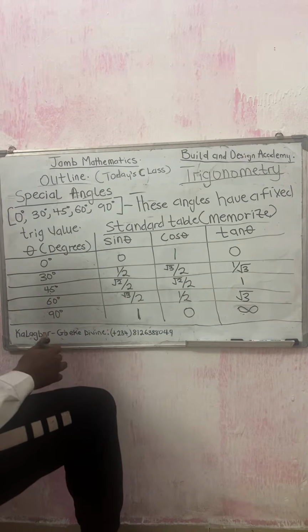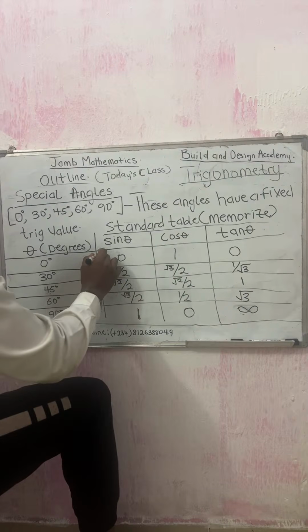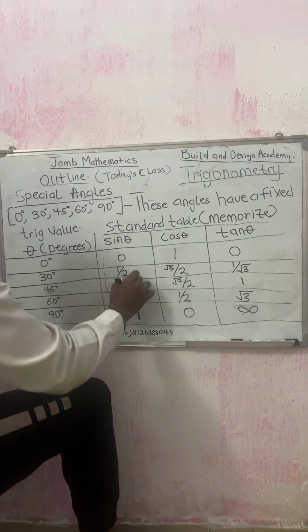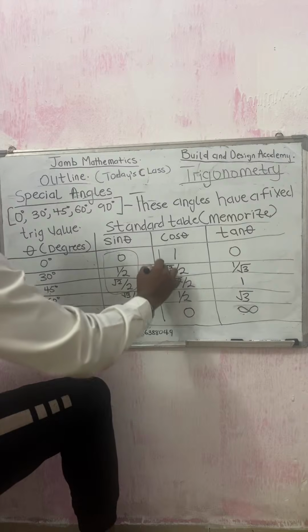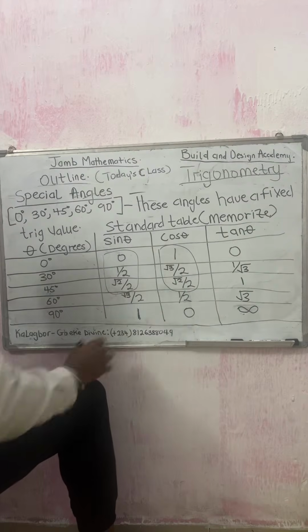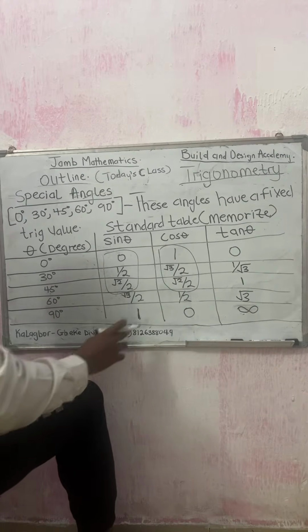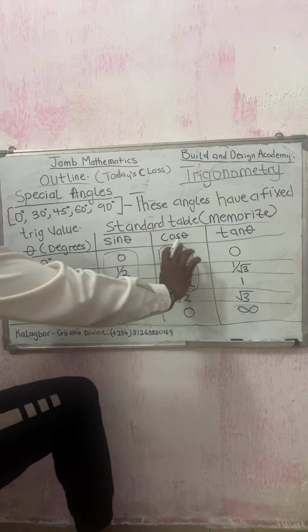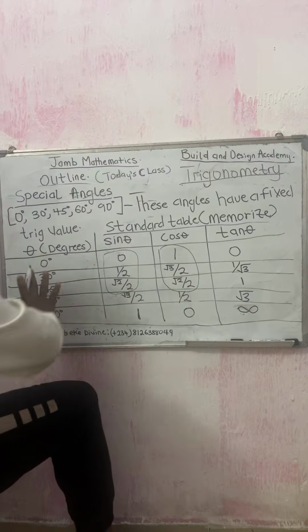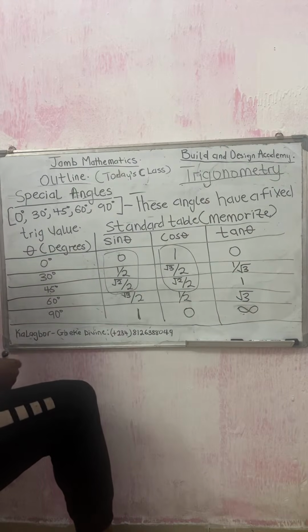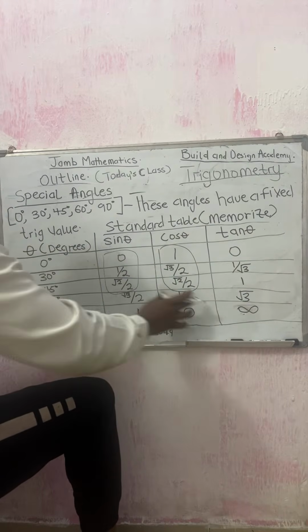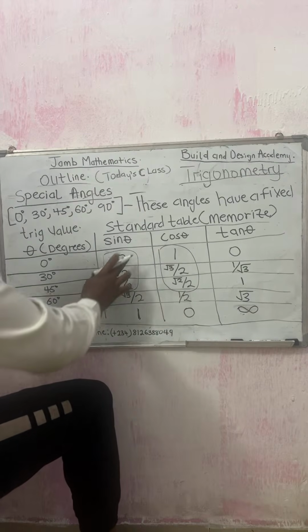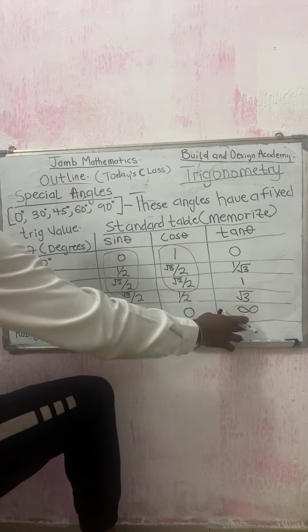So if you can memorize this one and this one, you'll be able to get every other thing in the table. If you can memorize these 3 and these 3, you're able to get every other thing in the table. Because to get these ones, you just need to get sine and cos and divide the sine by the cos to get the tan values.